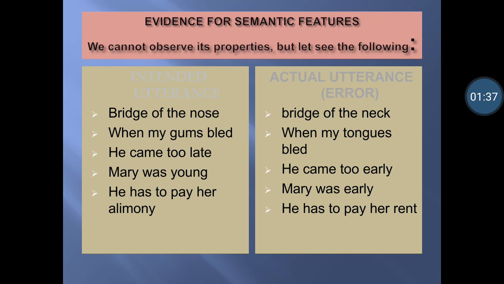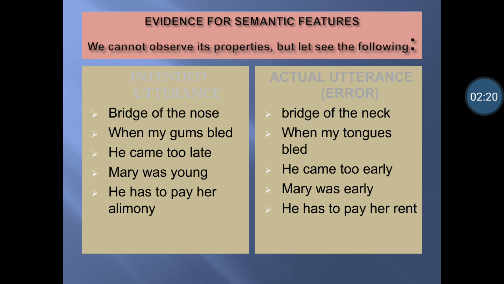Evidence for semantic features. We cannot assert its properties, but let's see the following. We have intended aberrance versus actual aberrance errors. The first examples, the sentences that we have here: bridge of the nose, bridge of the neck, when my gum blank, when my tongue's blank, he came too late, he came too early, Mary was young, Mary was early, he has to pay her alimony, he has to pay her rent. So these are replaced incoherently because of the random, but they share some semantic features with the intended word.